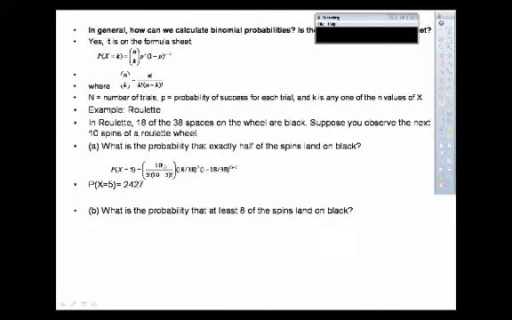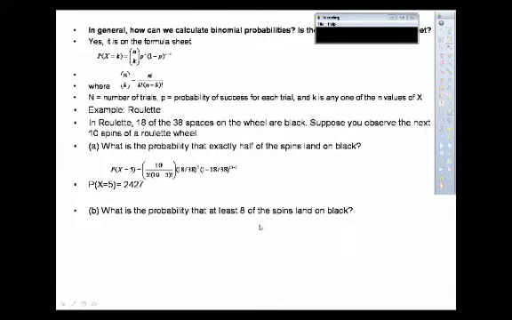So filling in the blanks on the formula, 10 factorial over 5 factorial times 10 minus 5 factorial. That whole thing multiplied by our probability to the 5th, and 1 minus our probability to the n minus k. All right, and when we put that all into our calculator, we get the probability of x equals 5 is 0.2427.